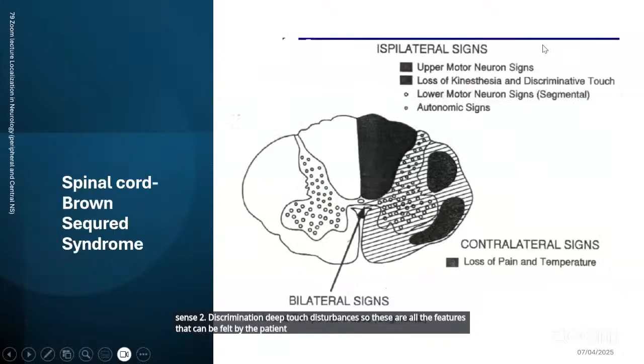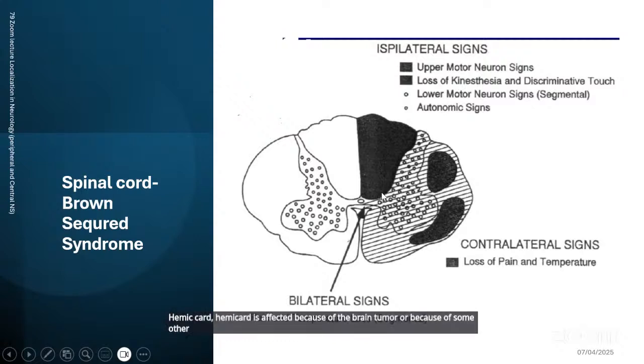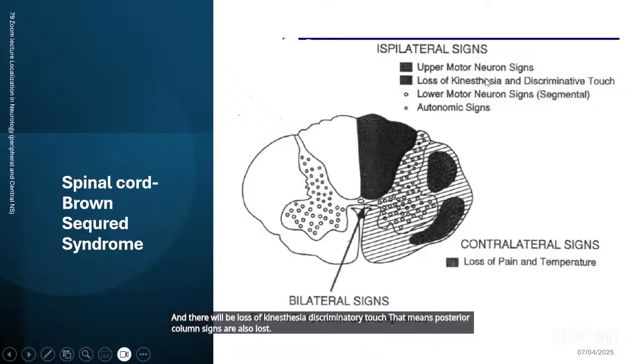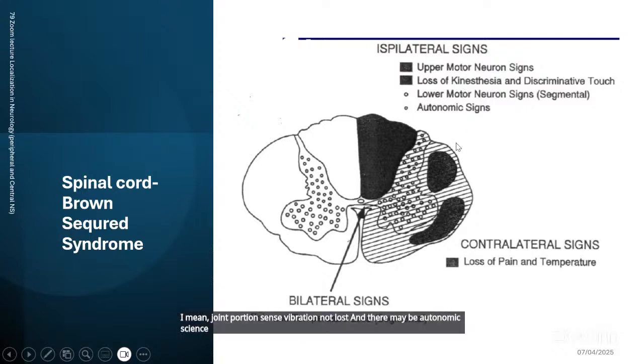Now we look at Brown-Sequard syndrome. If there is a problem where the hemicord is affected because of a tumor or some other pathology which is pressing, what happens? Upper motor neuron signs are on the same side of the lesion, and there will be loss of kinesthesia and discriminative touch. That means posterior column signs are also lost. I mean, joint position sense and vibration are lost, and there may be autonomic signs. At the level of the lesion, you will have lower motor neuron signs at the segment.